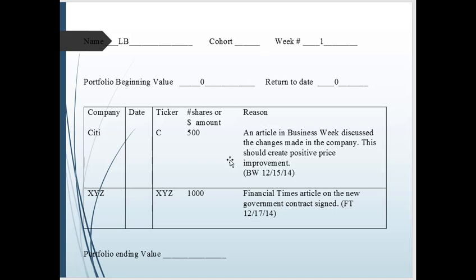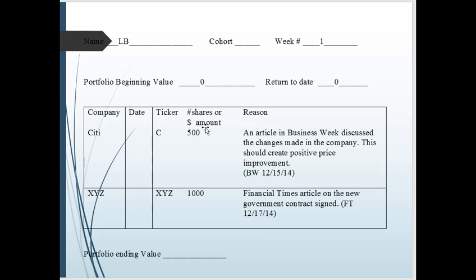What is the value at the end? It's down below here. And then what's the return? What you'll do is you'll list the companies, the ticker symbols, the date that you made the trades, right? And you'll also talk about the shares, how many shares you did, or what is the dollar amount.